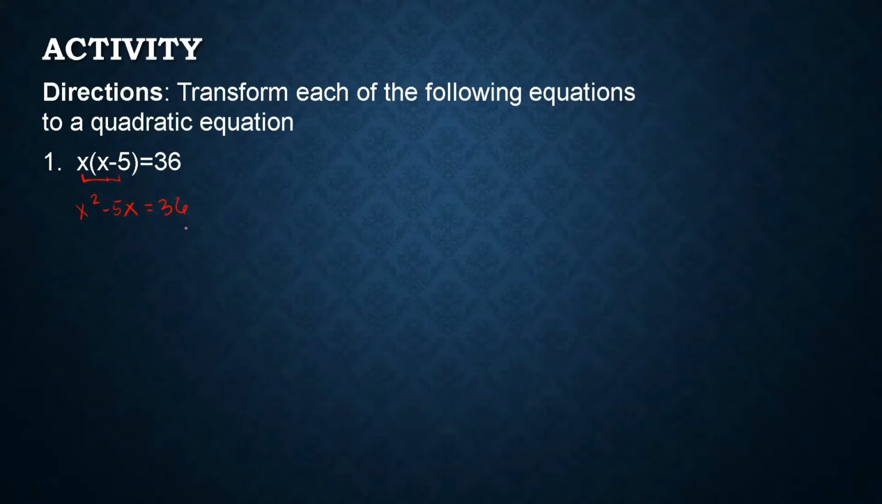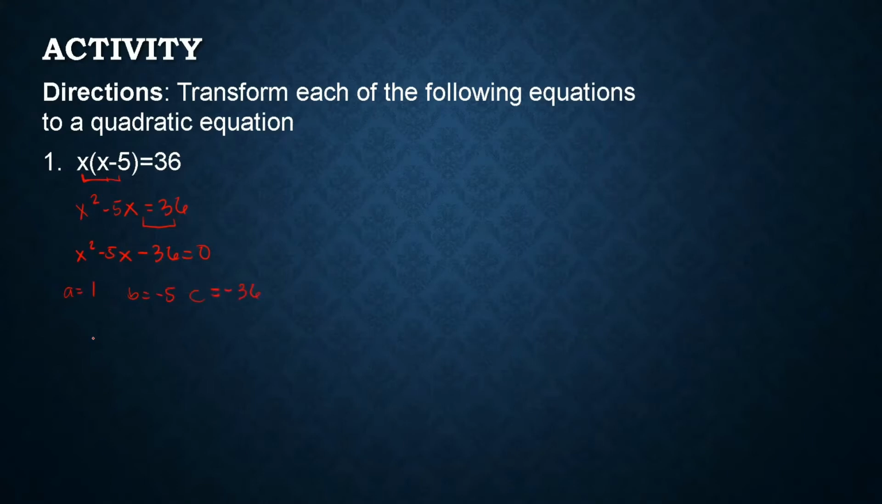So to make this equation in standard form, we will transpose positive 36 to the other side. Then it becomes x squared minus 5x minus 36 is equal to 0. After getting this standard form, we will proceed to getting the value of x. So first, let's identify the real numbers a, b, and c. So a is positive 1, b is negative 5, and c is negative 36.